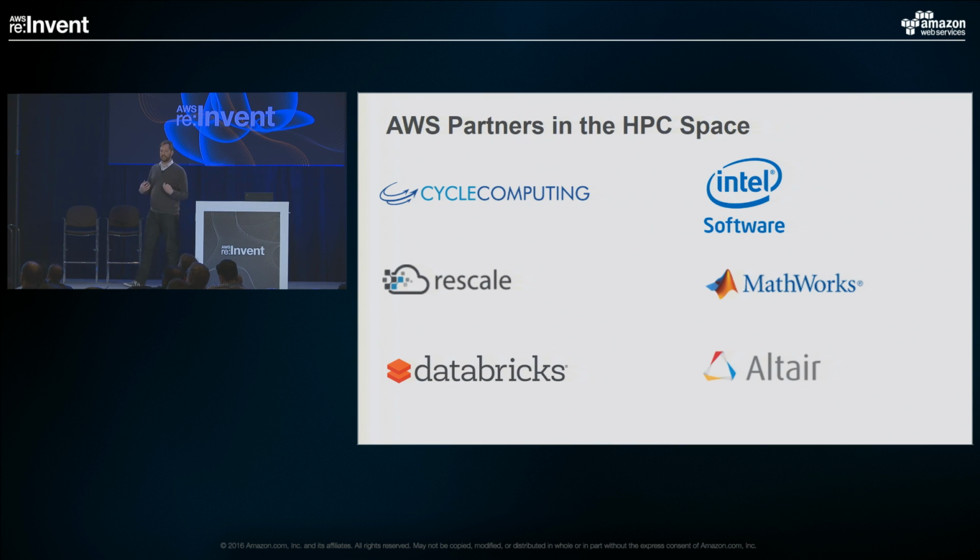And finally, as we get to the top, in our partner ecosystem, there's a lot of great HPC partners. Some of the ones on the slide here offer software products to help you do HPC and HTC type workloads on AWS. Some of them are actually managed partners that run on AWS, but they offer a more managed experience where you don't have to run the infrastructure, they'll handle it for you.